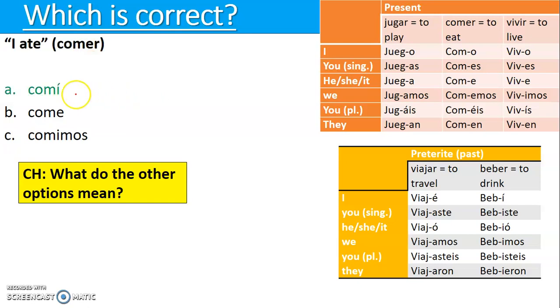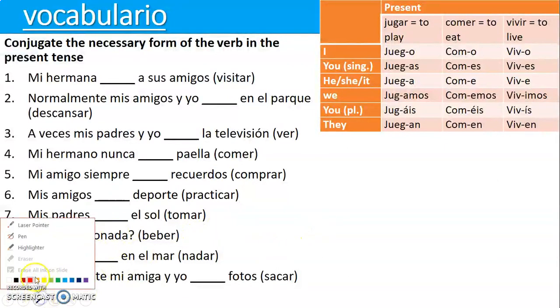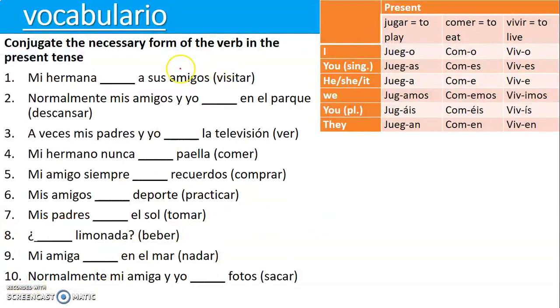And it's going to be comi, because it's this ending here. Come is this one here. So it's he, she, it eats. And comimos means we ate. It's this ending here. Okay, for this next activity, you're going to conjugate the verbs yourself.